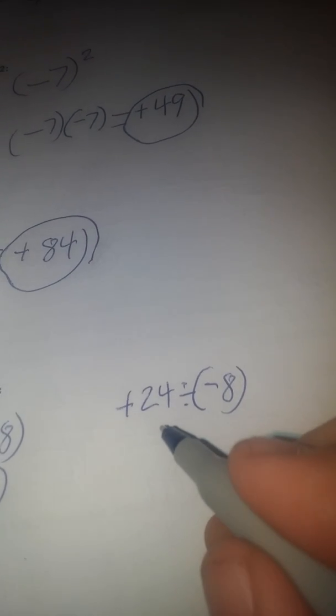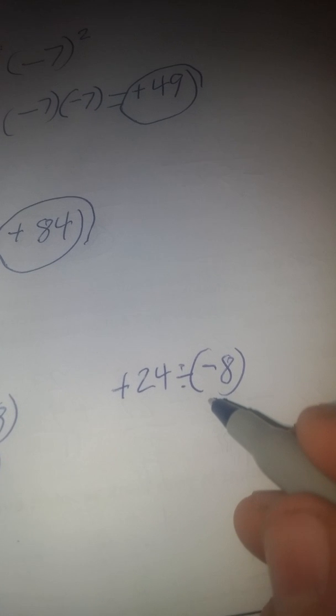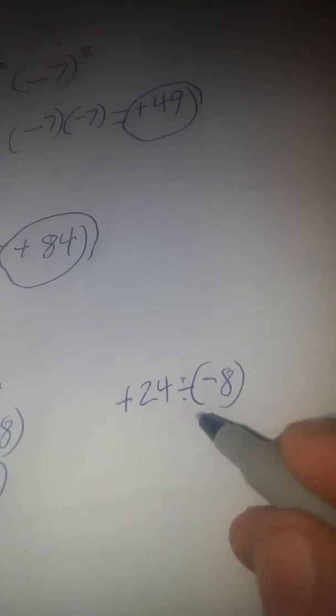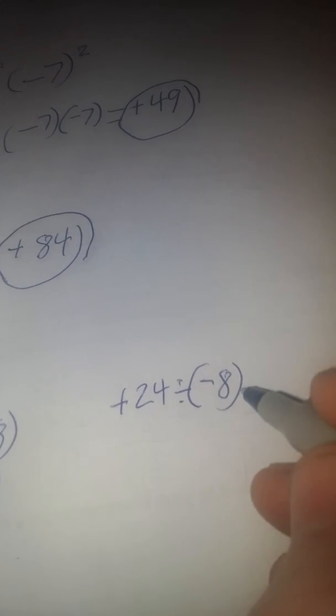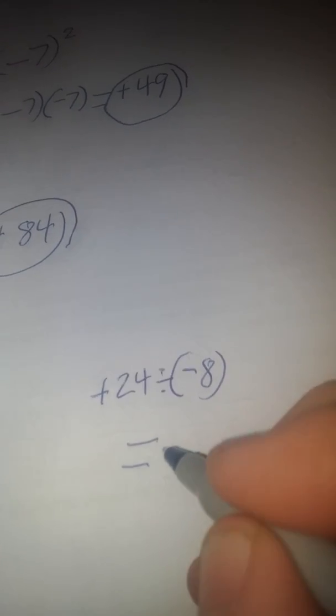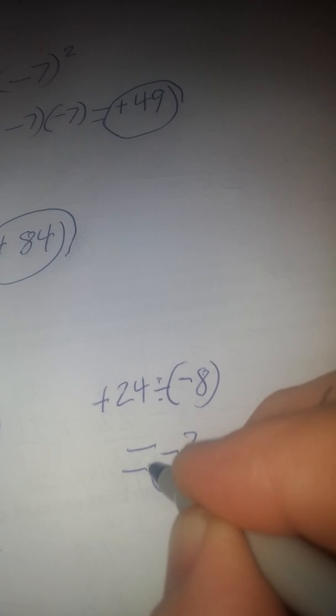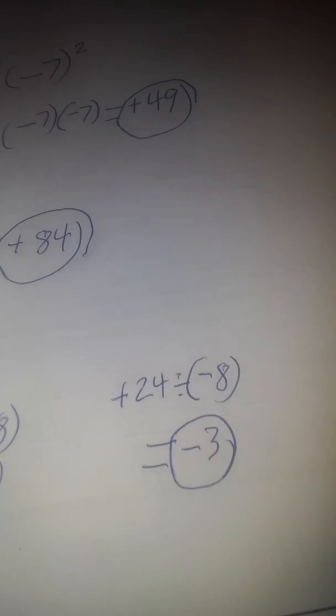Okay, well, if I had 24 divided by 8, that would be 3. But this is the opposite of divided by 8. It's divided by negative 8. So the answer is the opposite of 3, which is negative 3. And that is our answer for that last one.